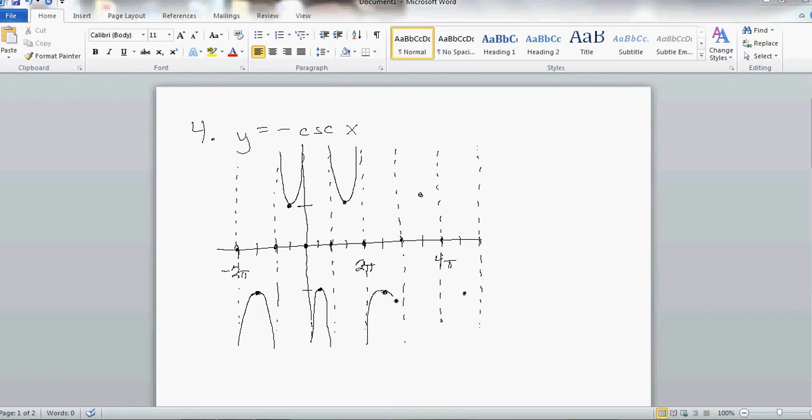Now realize my particular example, or at least my graph, was a little bit of overkill, but that's perfectly fine. This is a pretty standard graph. You know, this is the negative cosecant of x, as best as I can do it.